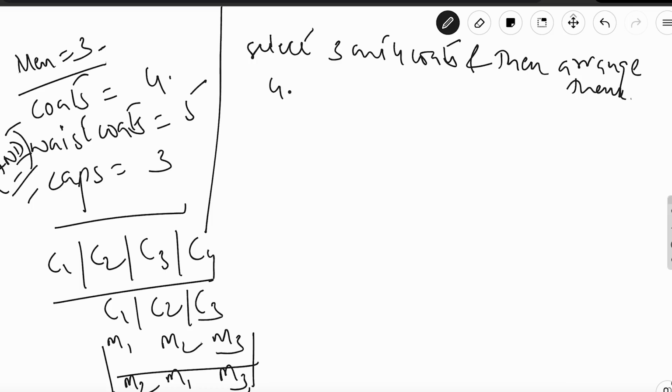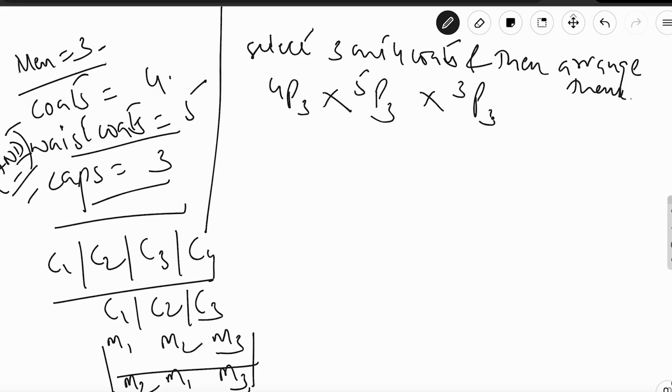So this is 4P3 and waistcoat, so multiplication. How can 3 men wear 5 waistcoats? First select 3 waistcoats among 5 and then arrange them among themselves. And how can 3 men wear 3 caps? First select 3 caps amongst 3 and then arrange them. So this is the total number of ways.